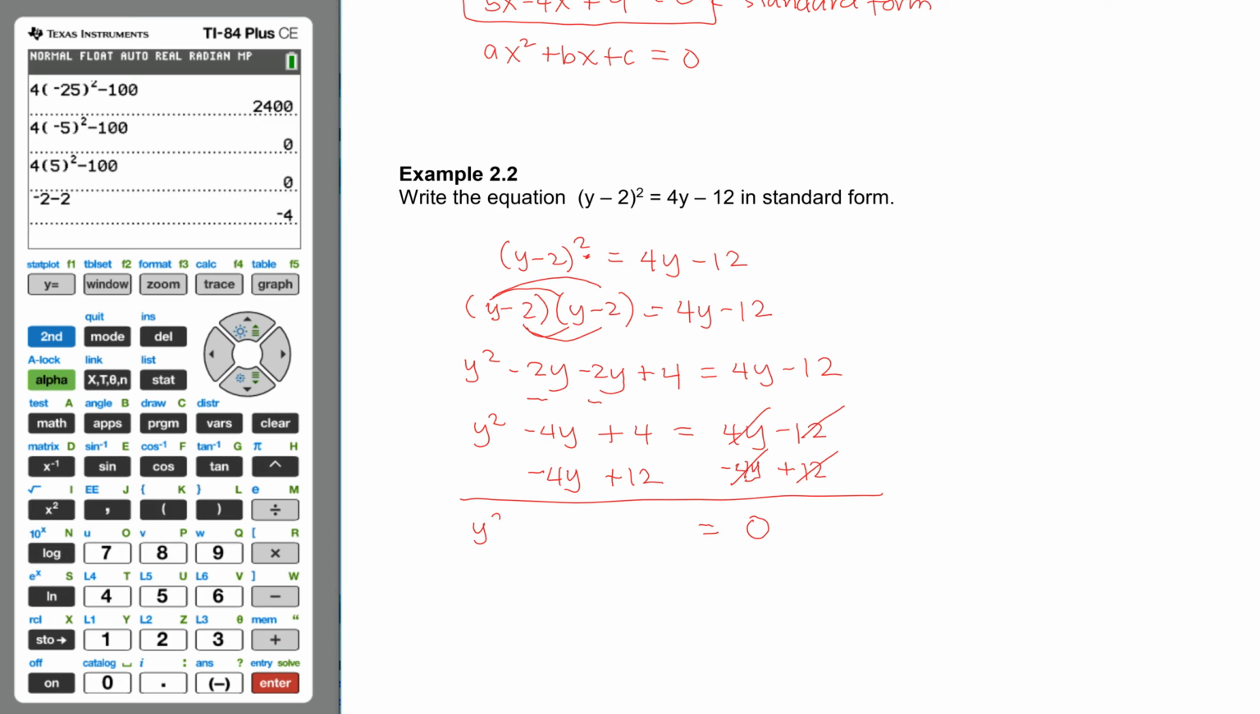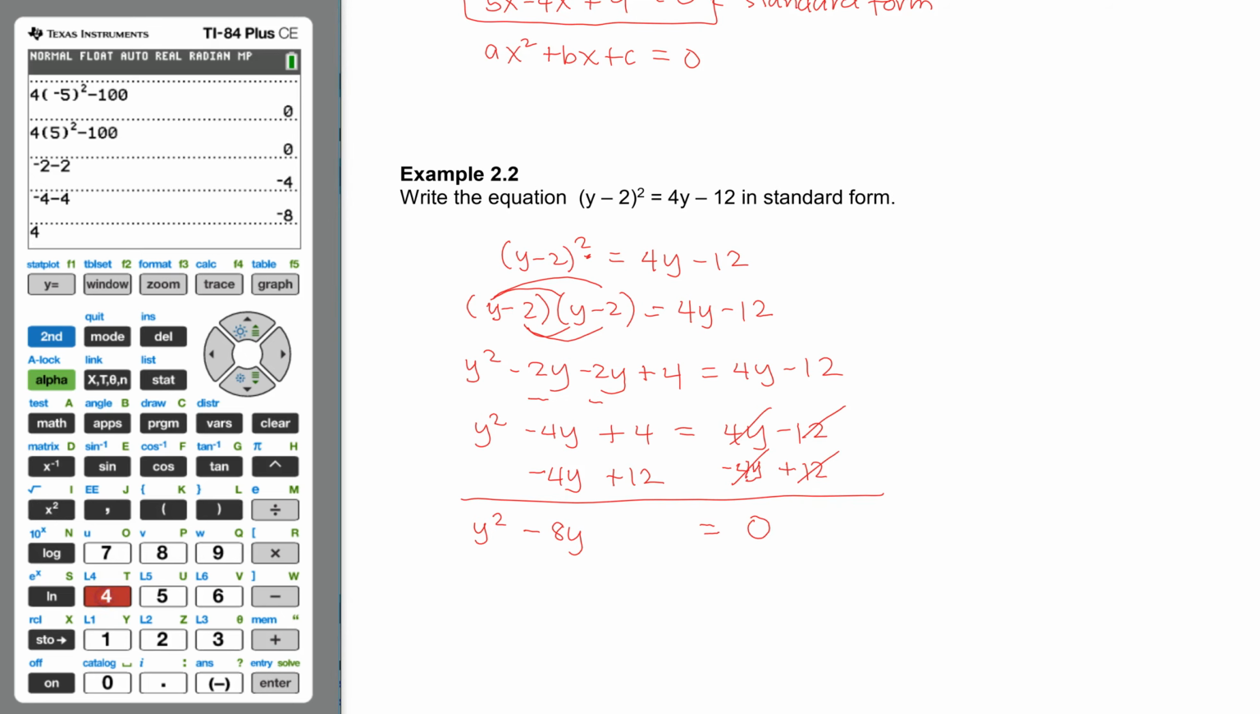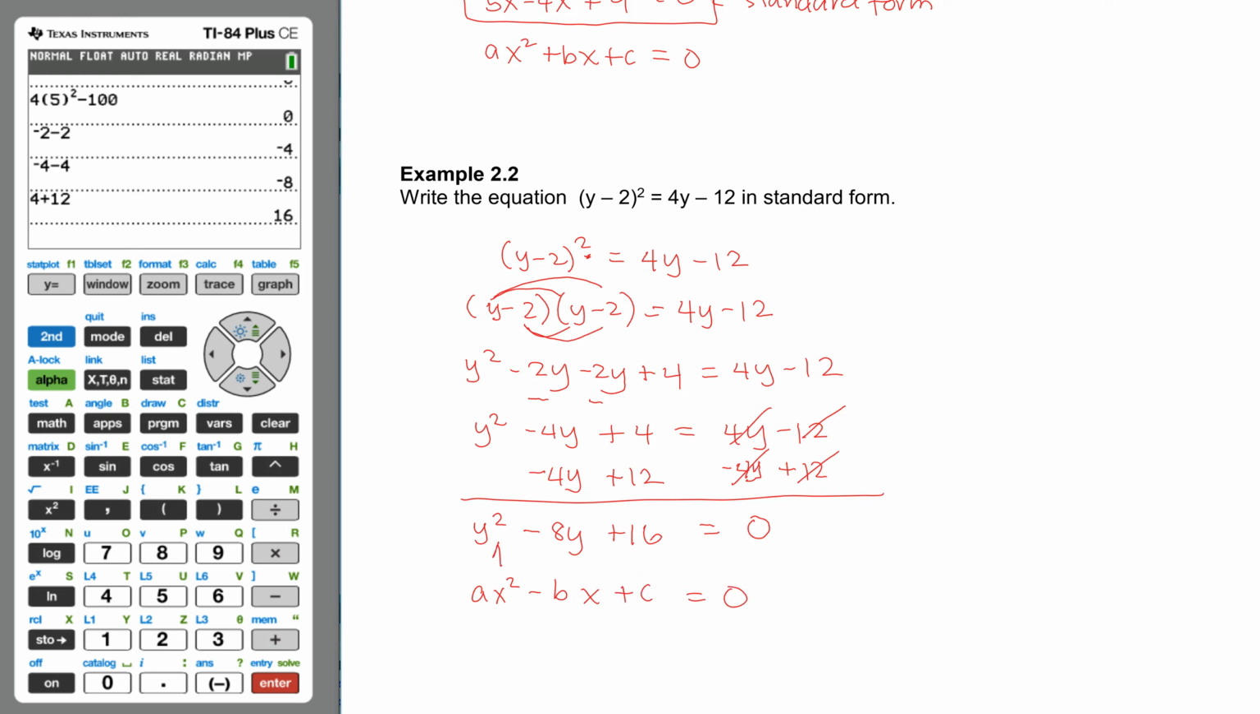So we have now y squared and negative 4 minus 4, that gives you negative 8y, and you have 4 plus 12, that gives you positive 16. And here, this one now takes the form ax squared minus bx plus c equals 0. So this is your square part, this is your x part, and this is the constant, x or y, okay? As long as you have the square part, just a variable with one exponent, and then just purely constant. So which means that this one now is in the standard form.